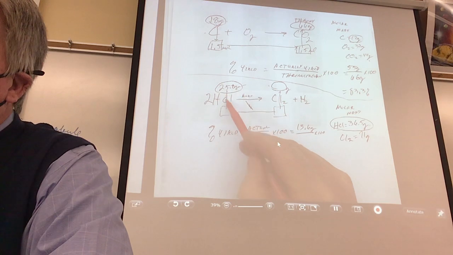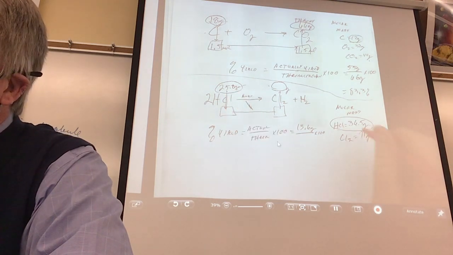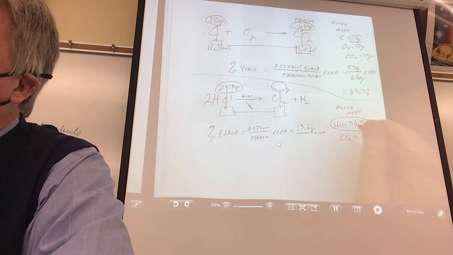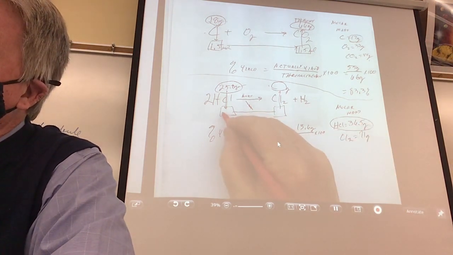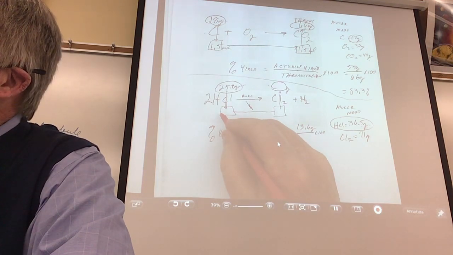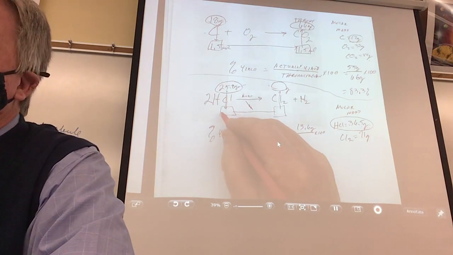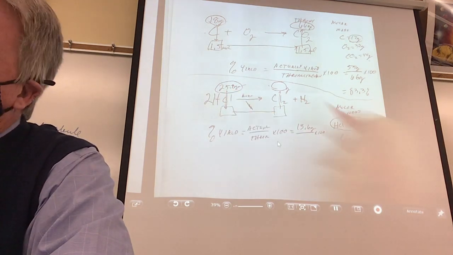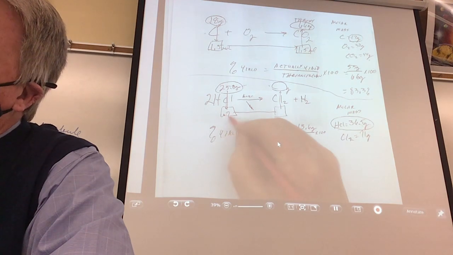When you go down the mole world, you divide by the molar mass of HCl. So what's 25.8 divided by 36.5? Had you guys not done this already? All right, what's 25.8 divided by 36.5? 0.7 what?